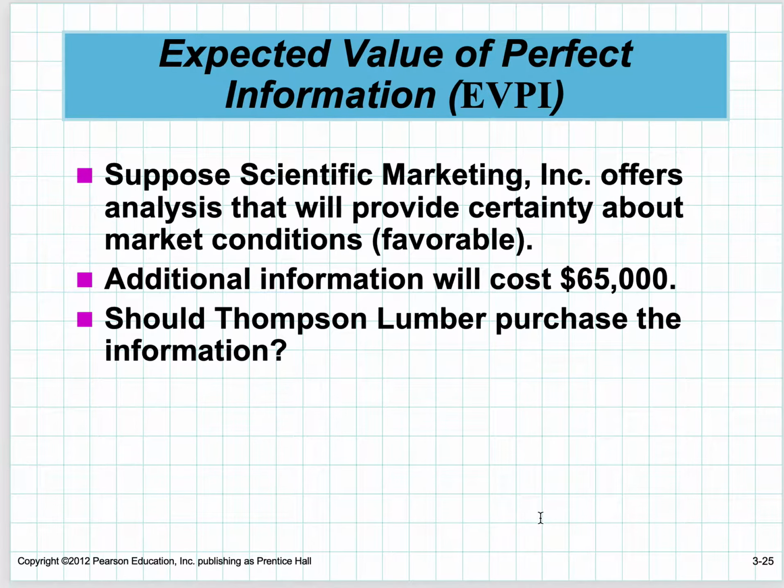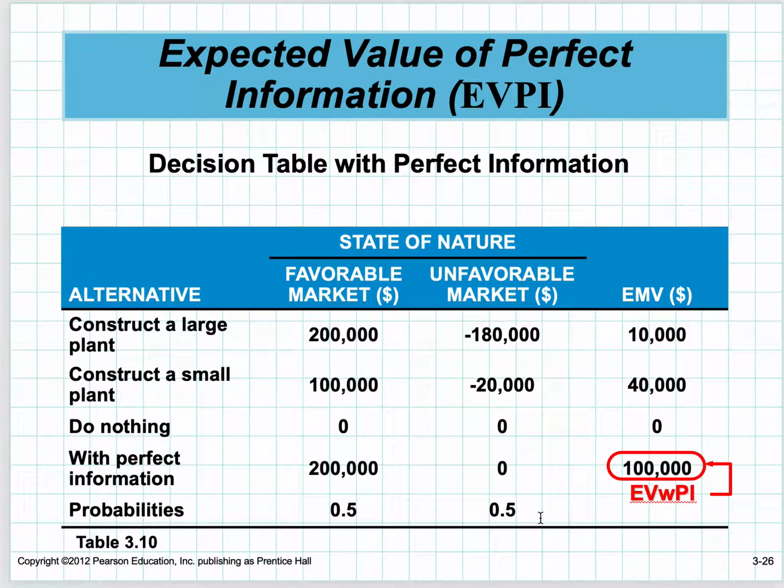I'm sorry. So suppose scientific marketing offers an analysis that will provide certainty about the market conditions. Additional information will cost, there is scientific marketing where they have economists on their staff. They will sell you their report for $65,000. Should Thompson Lumber purchase the information? Well, here, let's look at this. Here's the original table right here. 200 minus 180, 100 minus 20, 0, 0.